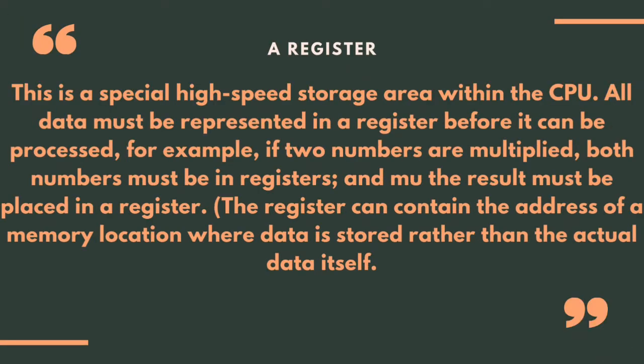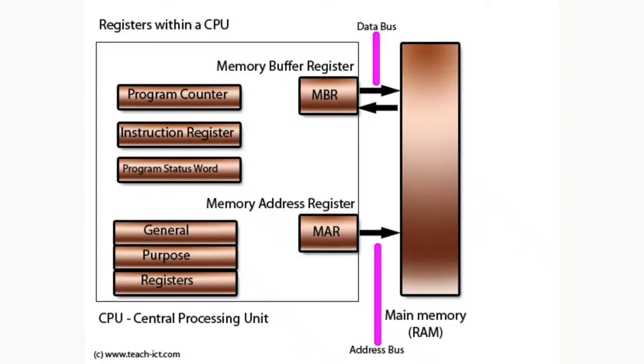And in computer data conversion, one key thing is done, which is the use of registers. What are registers? This is a special high-speed storage area within the CPU. All data must be represented in a register before it can be processed. For example, if two numbers are multiplied, both numbers must be in registers, and the result must be placed in a register. The register can contain the address of a memory location where data is stored rather than the actual data itself. What does this simply mean? It means that when conversion is done, there is a storage point in which all these instructions are saved before they get to the final output or execution.